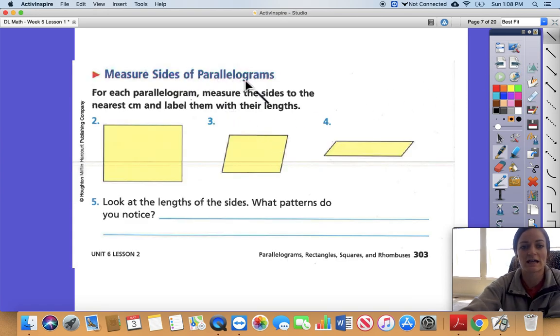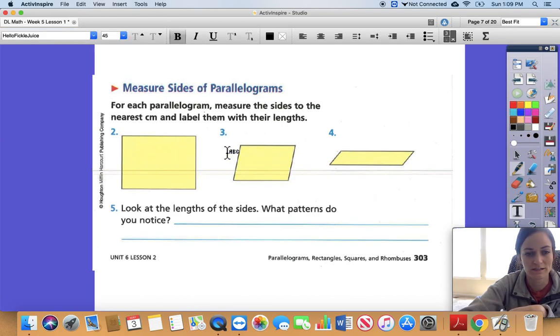All right, so measuring the sides of parallelograms. Now, obviously, if I had you in class, we would have rulers out and we would be measuring these, but we can't do that. So I'm just going to show you, for each parallelogram, measure the sides to the nearest centimeter and label their length. If we were to measure this side and this side and compare them, they would be the same length. Opposite sides of parallelograms are the same length as each other. So this one, let's say it's 3 centimeters, and this one's 3 centimeters. They're always going to be the same. This one, let's say it's 4 centimeters, then its opposite side is also 4 centimeters.